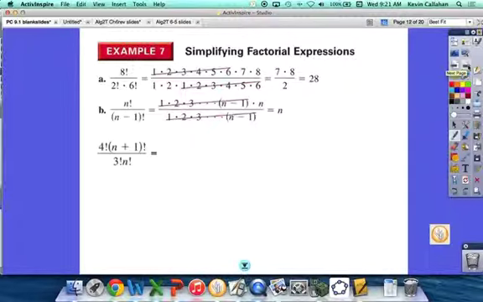Okay, so simplifying factorials. That's the next one. If you have 8 factorial over 2 factorial times 6 factorial, you could just write out all the numbers. That would be 1 times 2 all the way up to 8. And in the denominator, the 2 factorial is the 1 times 2. The 6 factorial is 1, 2, 3, 4, 5, 6. And then cancel common factors. 1 through 6 are repeated here and here. Which leaves you what? 7 times 8 divided by 1 times 2, 28.